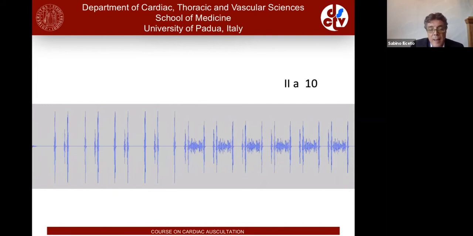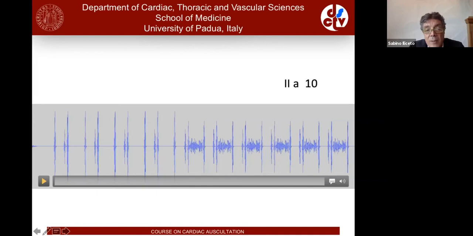So let's listen again to this case, and I shall stop before the regurgitant murmur occurs, because it's not the topic of today's lesson. But this is an interesting case because it's been filtered after the second snap is already presented. So please concentrate.